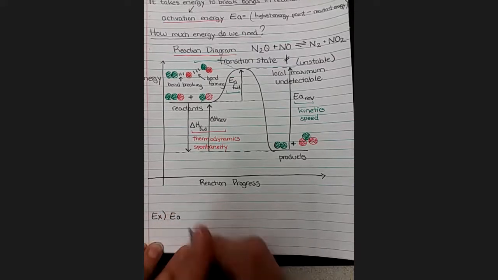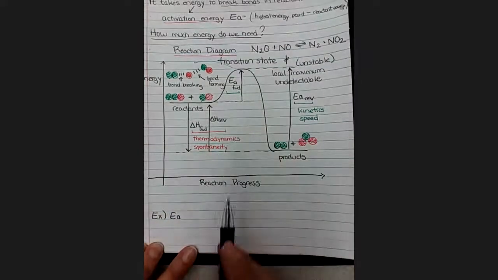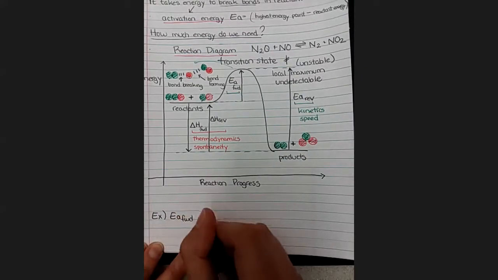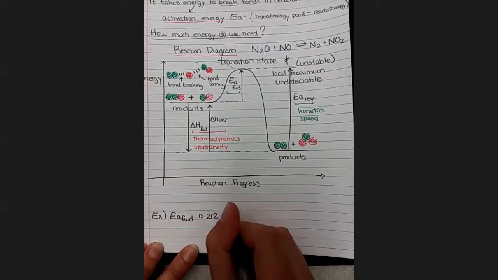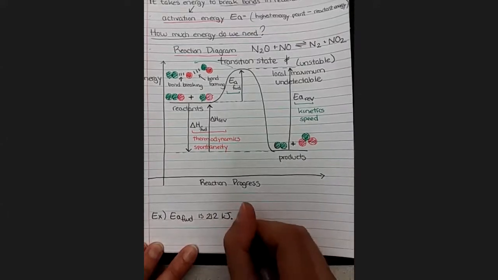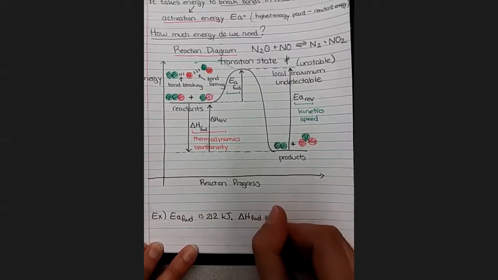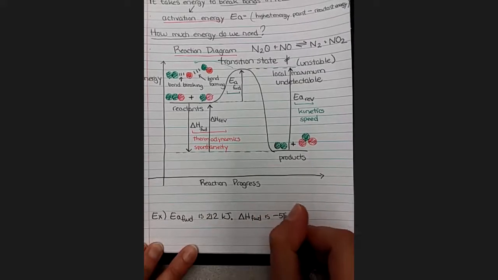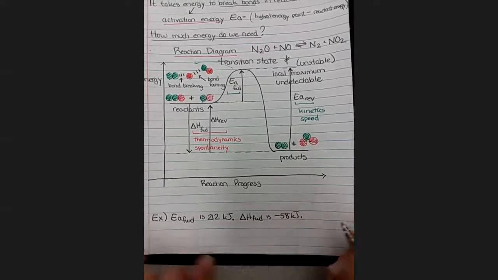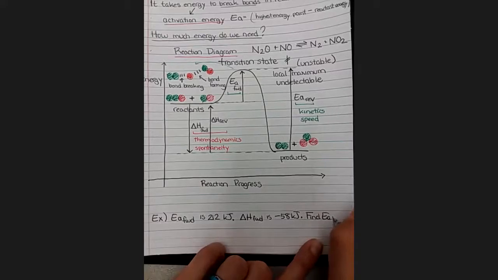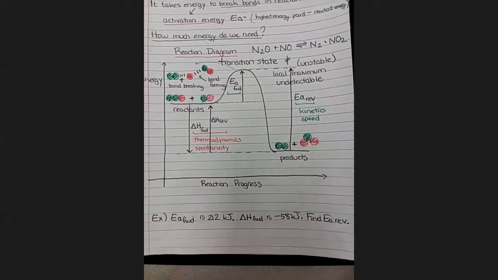Now let's do an example of calculating how much energy that is from the picture. So let's say that our forward activation energy is 212 kilojoules. And let's say that our delta H for the forward reaction is negative 58 kilojoules. Let's try to find the reverse activation energy.